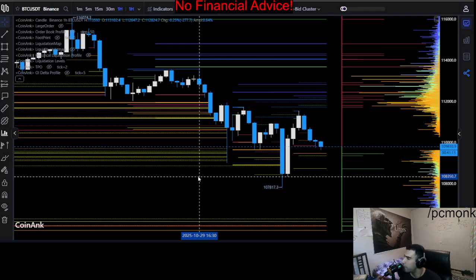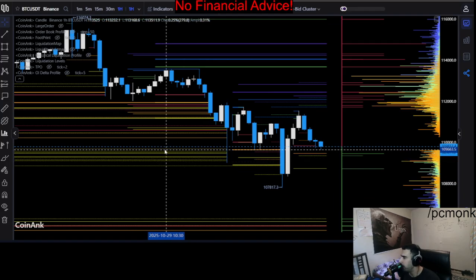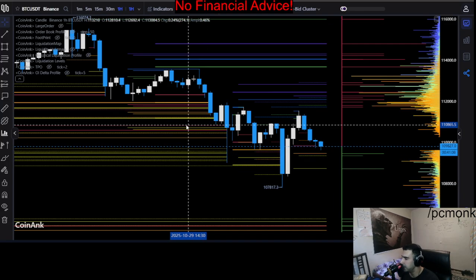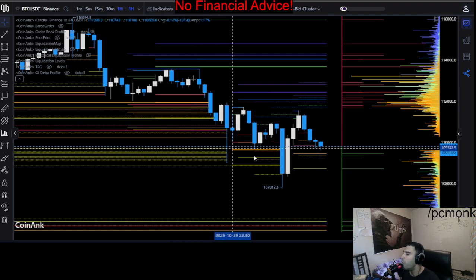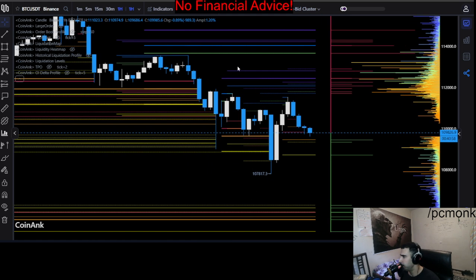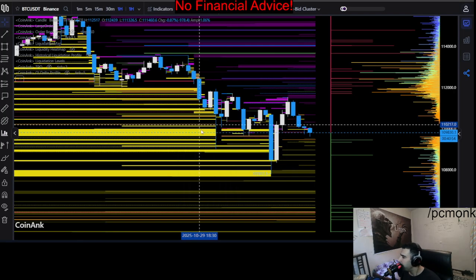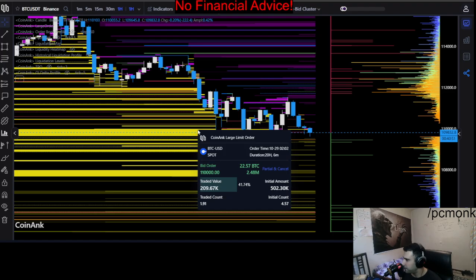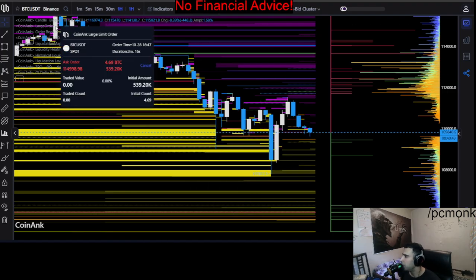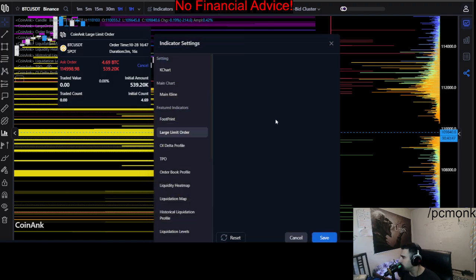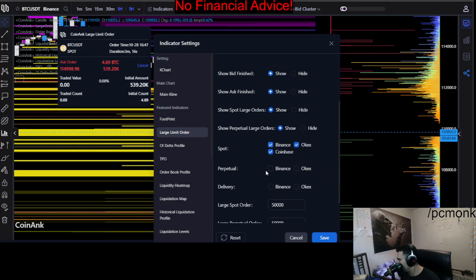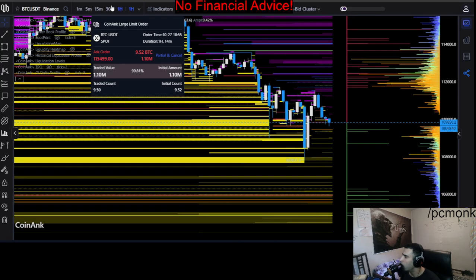Now, I'm just going to cover it on Coinank just to show you guys that this is always happening. Where there is big liquidation, there is big buying and or big selling happening. For example, if I turn on the large orders here, you can see these are big spot orders getting filled. Now, this is only showing you the spot orders. Let me turn on the perpetual orders as well, and then you can see the enormous orders filling on this.